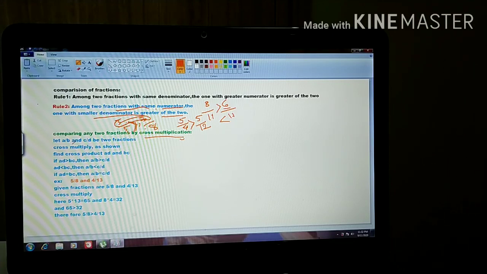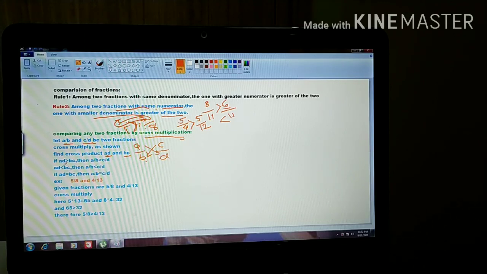So I am taking two fractions, a by b and c by d. What do we have to do? We have to cross multiply them, as shown: AD and BC. We found these cross products, AD and BC.